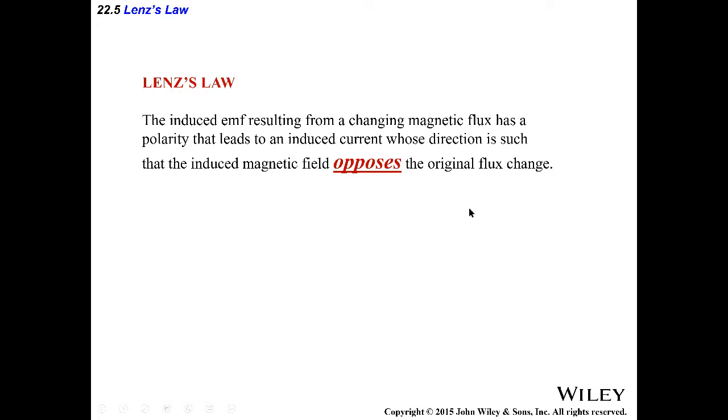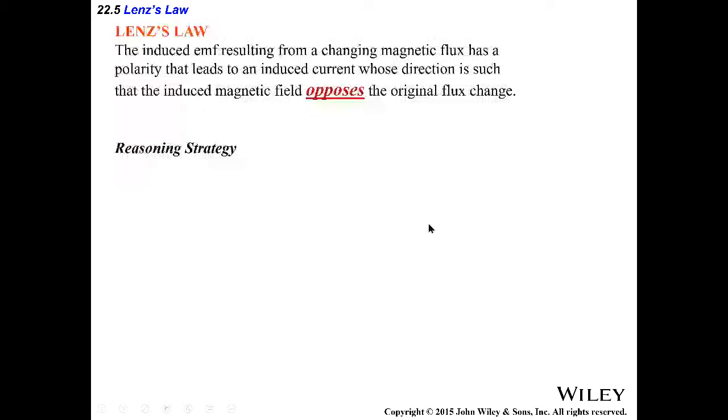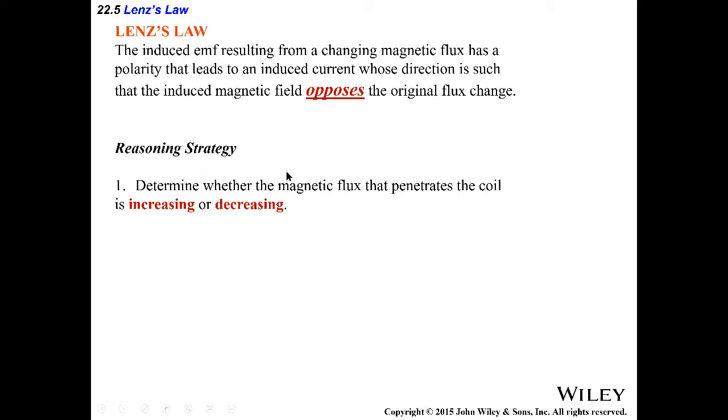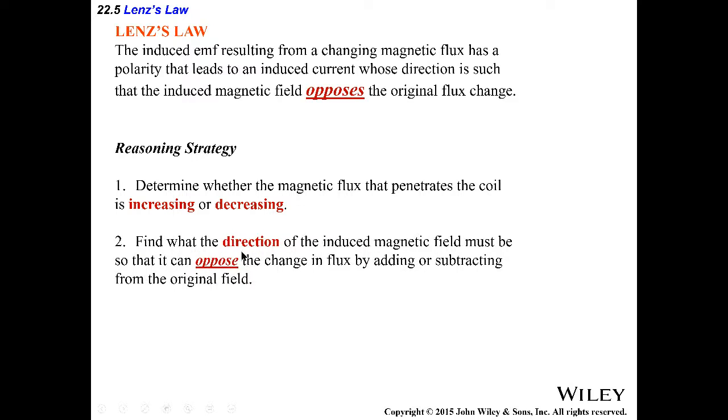All right, it is Lenz who says, hey fellows, the way you handle this is, there's a way to think it through. He says, okay, first, determine whether the magnetic flux that penetrates the coil is increasing or decreasing, namely delta phi over delta t, the rate of change of magnetic flux. Well, that's just to get the rate of change. Find what the direction of the induced magnetic field must be so that it opposes the change in flux by adding or subtracting from the original field.